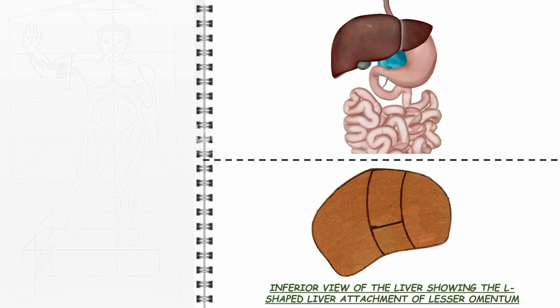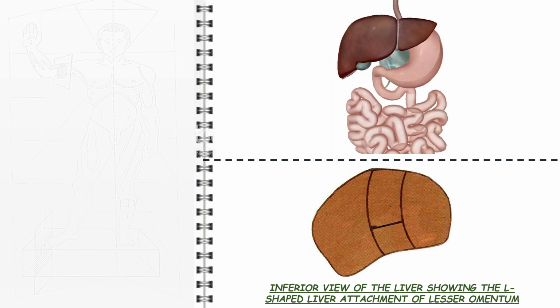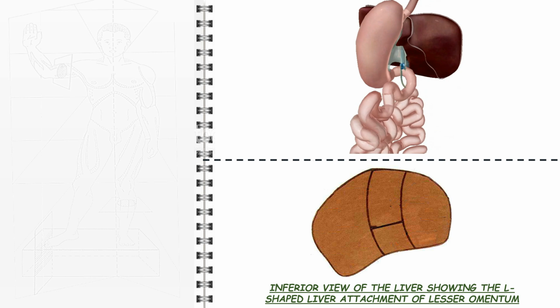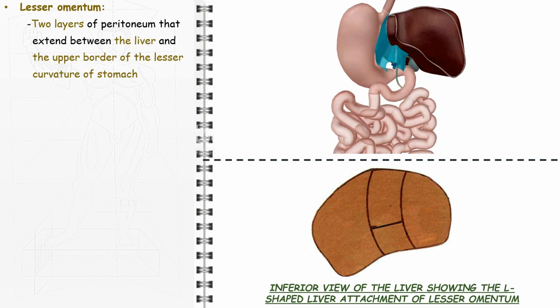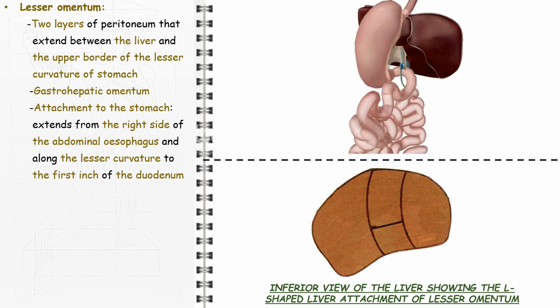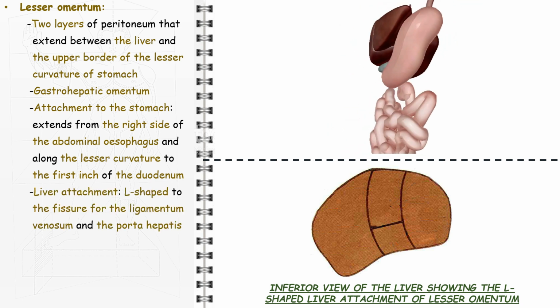Now, the two layers of peritoneum that extend between the liver and the upper border of the lesser curvature of stomach constitute the lesser omentum, sometimes called the gastrohepatic omentum. It can usually only be seen when the liver is lifted up, away from the stomach. Its attachment to the stomach extends from the right side of the abdominal esophagus and along the lesser curvature to the first inch of the duodenum. The liver attachment is L-shaped, to the fissure for the ligamentum venosum and the porta hepatis.